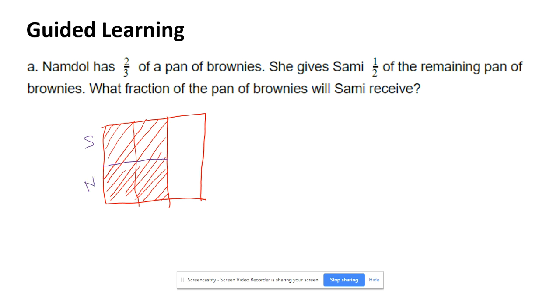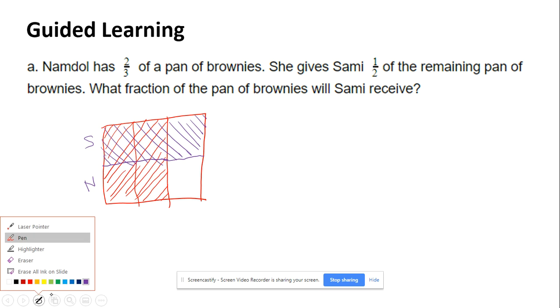But remember, fractions all need to be equal sized pieces. So we're going to cut it all the way across, and we're going to shade the amount that Sammy's going to get. So notice that over here, where it's just purple and white behind it, there's no red shaded. That's part of the pan that Sammy's going to get, but there's no brownies here. The red represents the portion of brownies that Sammy's going to get.